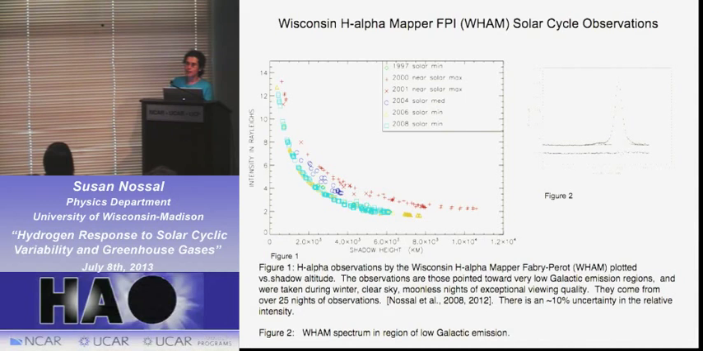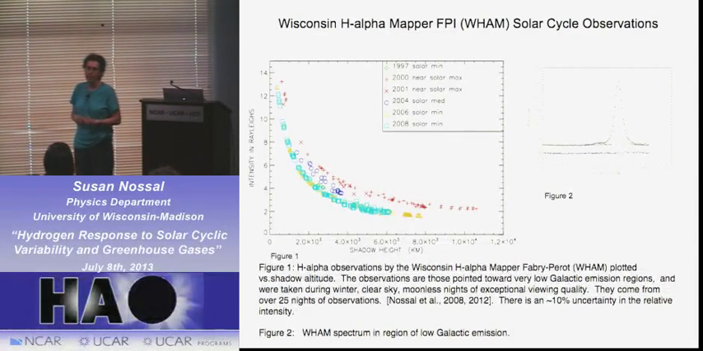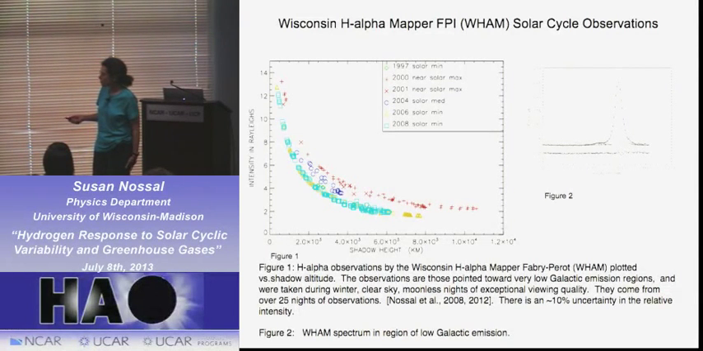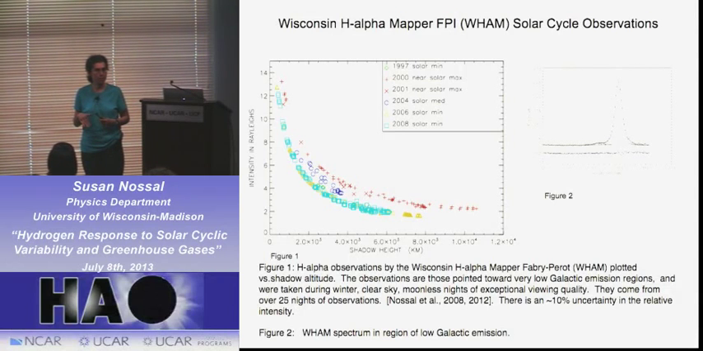And this is just a small subset of the observations that I have shown before. These were taken by an instrument called the Wisconsin H-alpha Mapper Fabry-Perot, which is primarily an astronomical instrument. It's a very high precision, high sensitivity instrument that uses new technology, CCD annular summing technology. And these are observations that were taken before WHAM was moved to the southern hemisphere to make an all sky map of the southern part of the galactic emission. So this is when the instrument was in the northern hemisphere in Kitt Peak, Arizona.